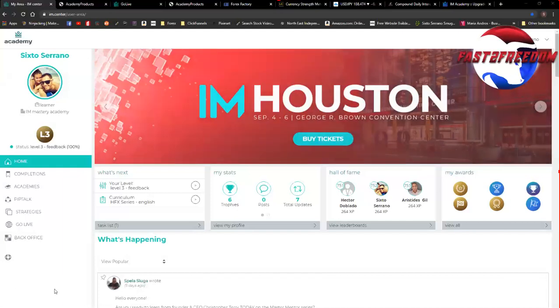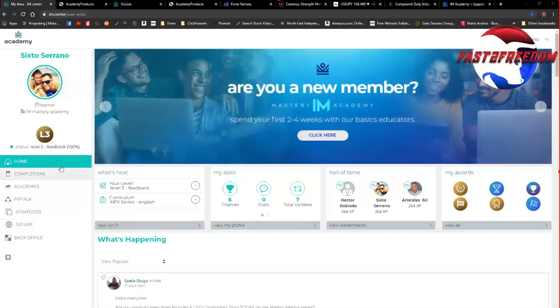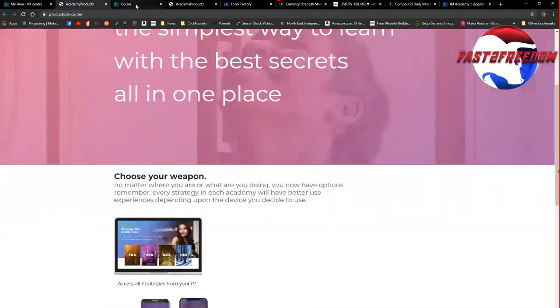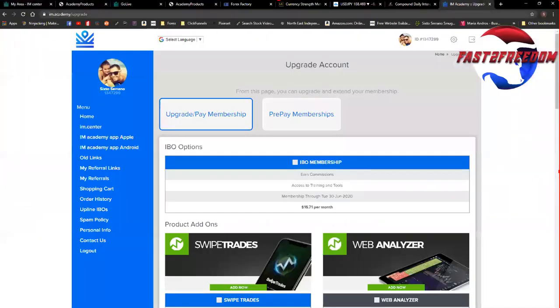But if you are part of IML, what you're going to do is, here we go, im.academy. So once you have your information to log in, this is what it's going to look like, the back office. Can you guys see this okay? Yes. We see it fine.